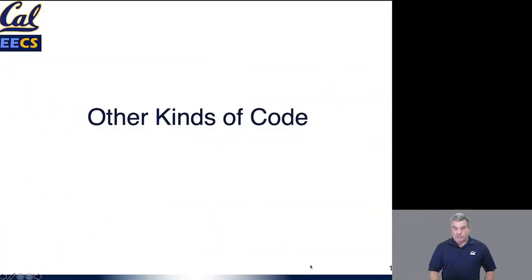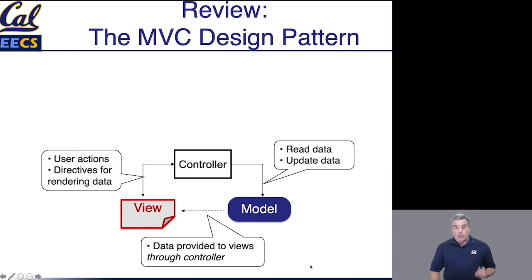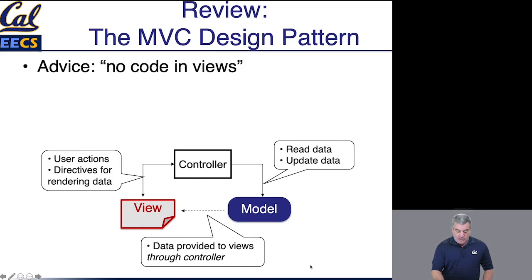Let's talk about other kinds of code, or as I call it, none of the above. Because when we introduced the model view controller design pattern, the idea was that you shouldn't put code in your views, because the only thing a view should do is have enough information for the user to interact with information from the model and give information back to the model, like filling out forms.